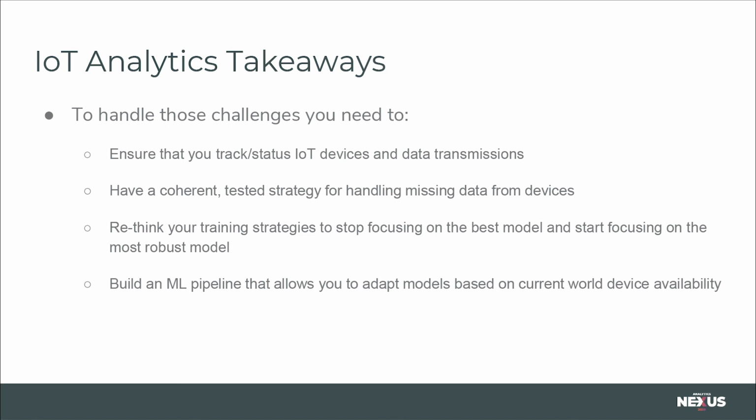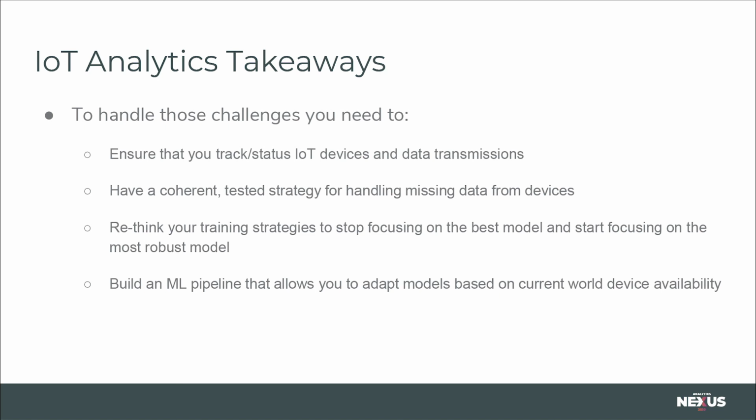Third thing, rethink your training strategies and stop over focusing on getting the absolute best prediction value. Because of the variability and challenges of devices in the real world, the simpler you make your models, the more robust and consistent they will be. Use fewer variables, give up on absolute maximization of predictive value. I think you'll find that that produces a better IoT analytics system in the long run.